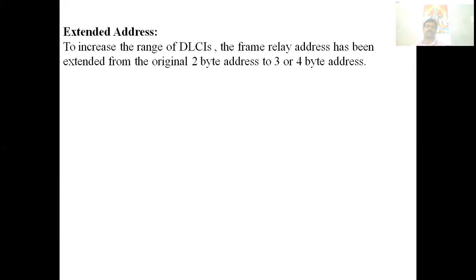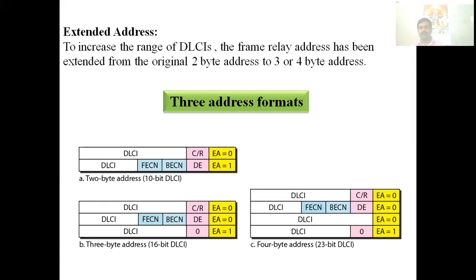Then extended address. To increase the range of DLCI, the frame relay address has been extended from the original 2-byte address to a 3 or 4-byte address. This is a 2-byte address, and this is a 3-byte address. 2 bytes means, 1 byte is equal to 8 bits, so 16 bits. This is a 3-byte address and this is a 4-byte address. These are the 3 address formats of extended address.